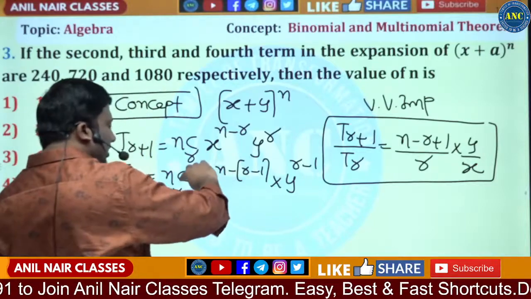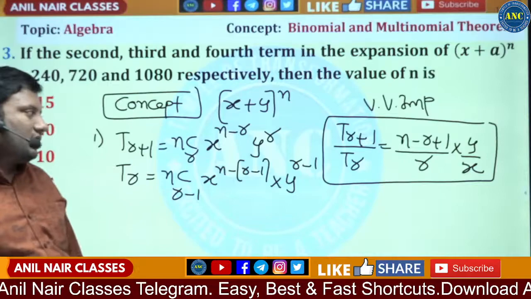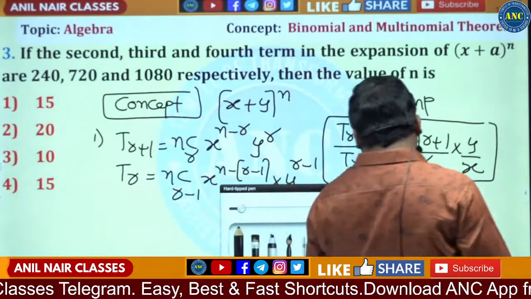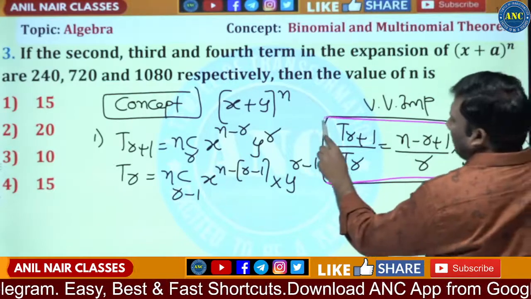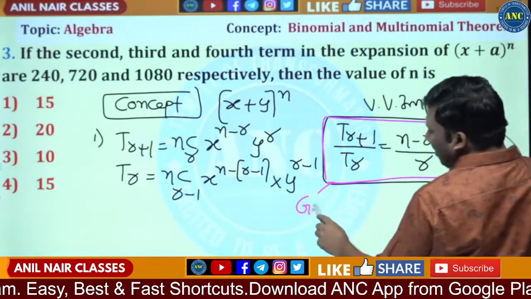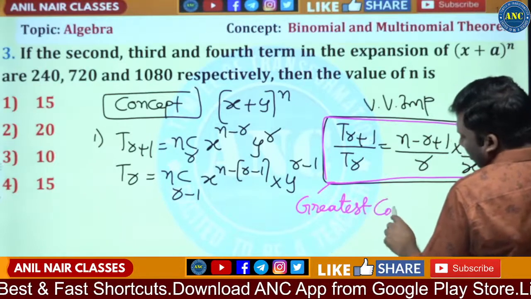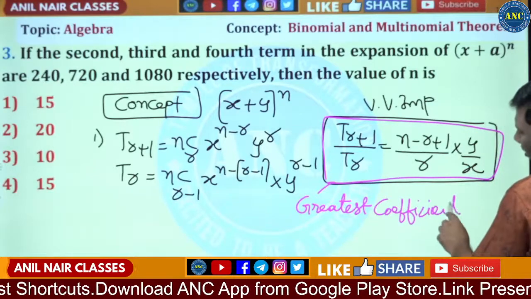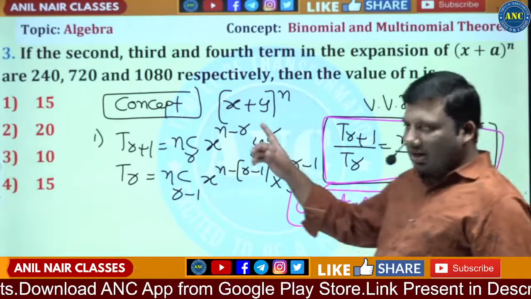This conclusion, nCr by nC(r minus 1), is given by (n minus r plus 1) divided by r. This is an extremely important key point. It helps us in determining the greatest coefficient also. One by one we will see. First we will read the question.